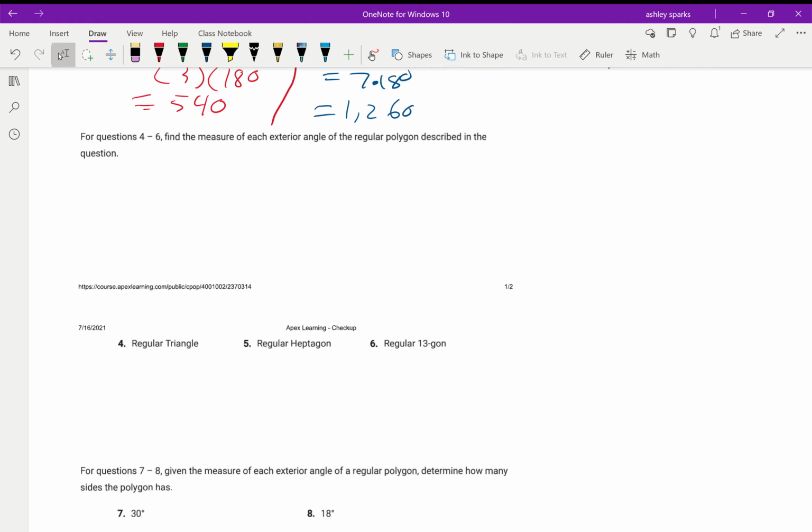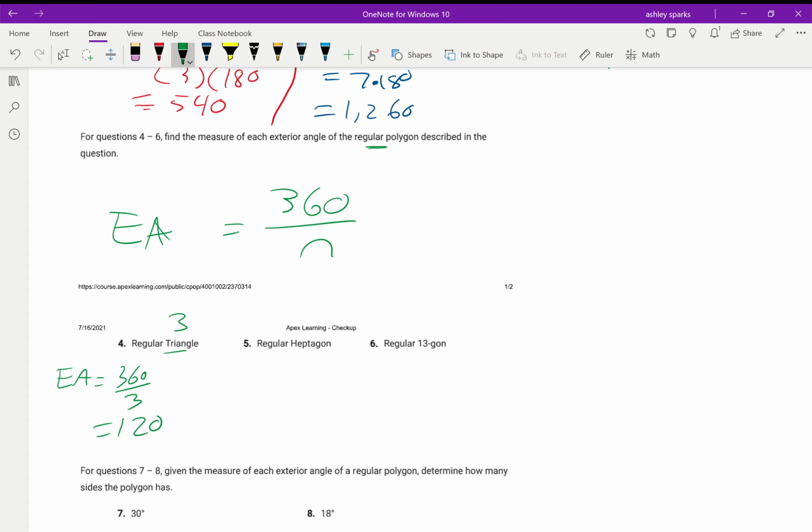The next thing is exterior angles. Each exterior angle of a regular polygon will be 360 divided by n. Super easy, super straightforward. You just need to know your number of sides. A triangle has 3 sides, so our exterior angle is going to equal 360 divided by 3, which is 120.